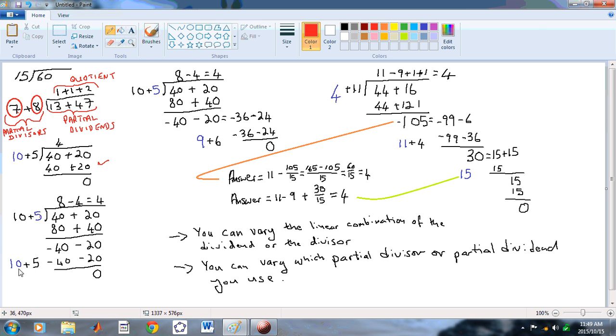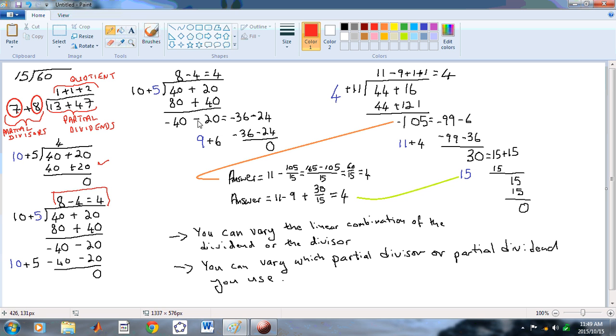So all I do now is I say, well, 10 divides minus 40 minus 4 times, and I multiply it out by both of these. Minus 4 times 10 is minus 40, and minus 4 times 5 is minus 20, and the answer is 0. And of course, the final result is still the same. 8 minus 4 is equal to 4, right? So it doesn't matter how you do it.